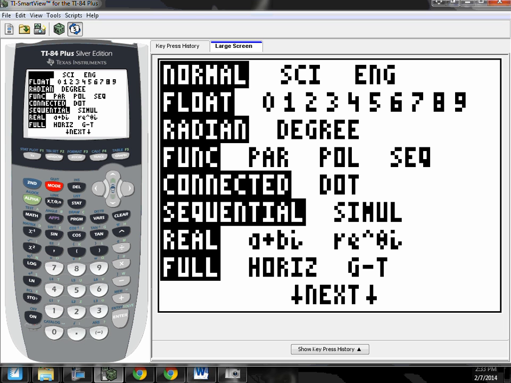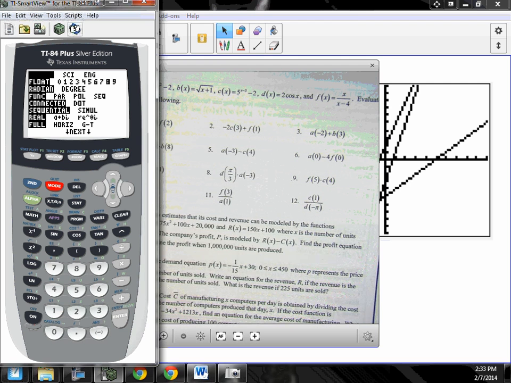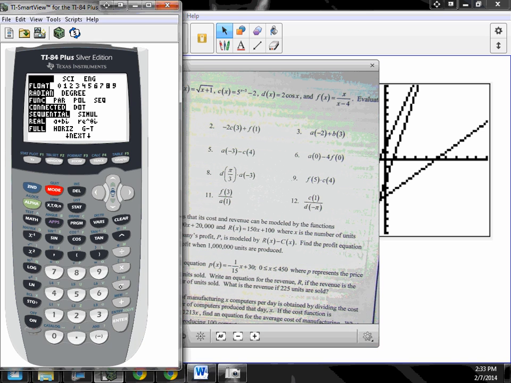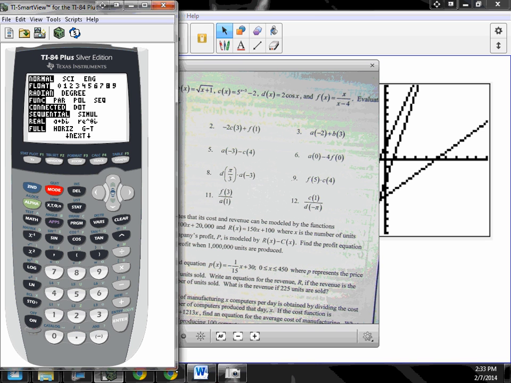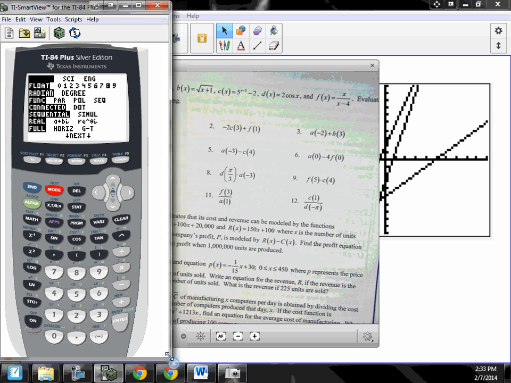Okay, I don't need this much. Oh, I made it smaller, which made it bigger. No? I'm really having a hard time. Hey, there we go.